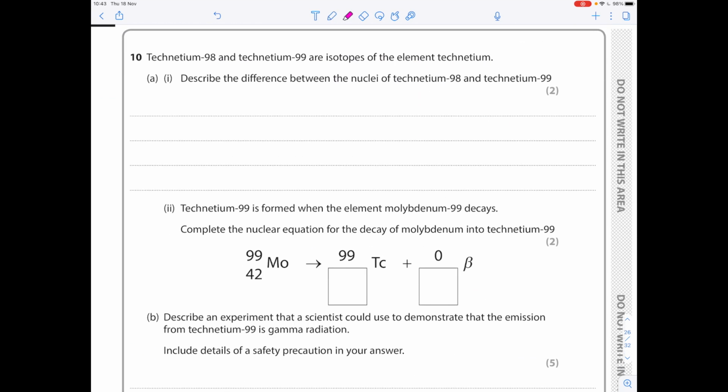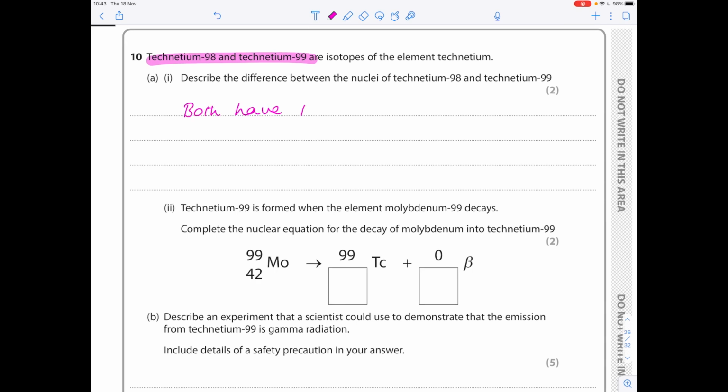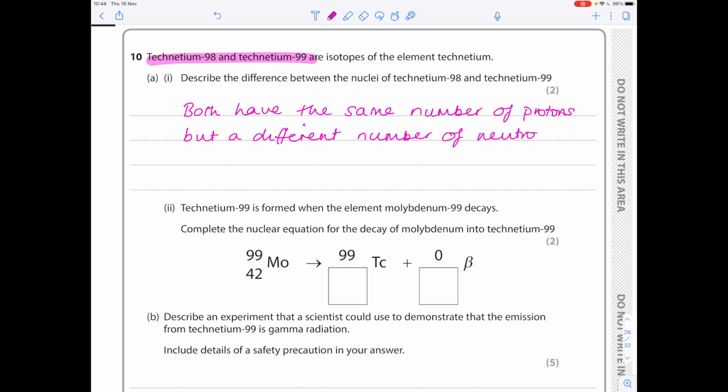Technetium-98 and technetium-99 are isotopes of the element technetium. Describe the difference between the nuclei of technetium-98 and technetium-99. Well, they're isotopes, so you want to state your definition here, really. Both have the same number of protons. Remember, these are found in the nucleus, but a different number of neutrons. And be really specific what that difference is in the number of neutrons. Technetium-99 has one more neutron.